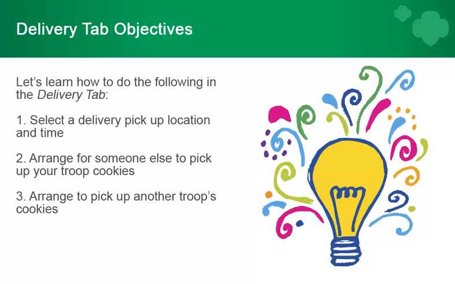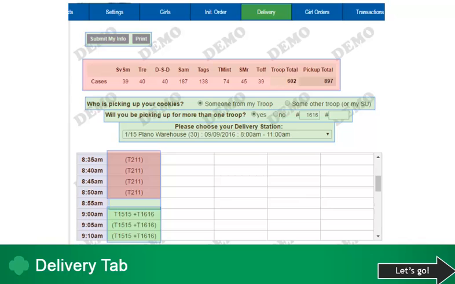In the Delivery tab, you will learn how to select a delivery location and time, arrange for another troop or service unit to pick up your cookies, or arrange to pick up another troop's cookies. Use your mouse to roll over the different highlighted areas. Remember, the green areas are ones that you can edit. The red are areas that you cannot.